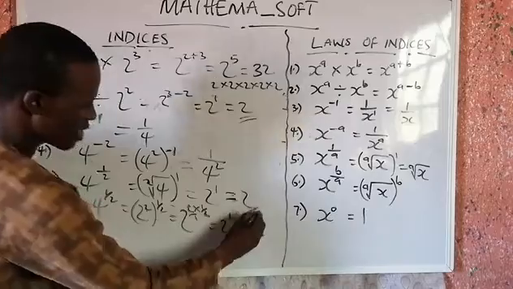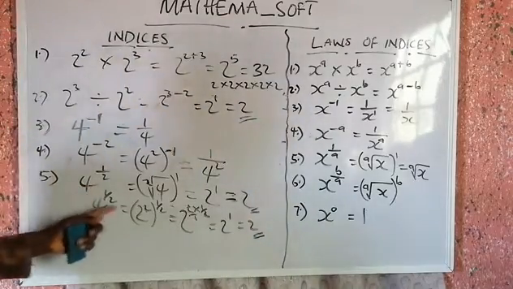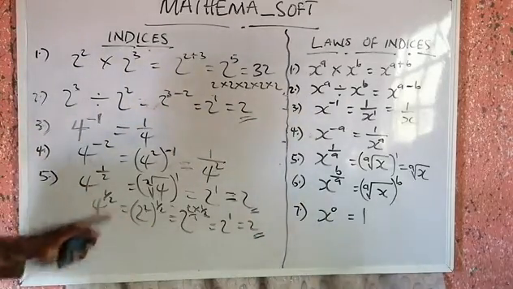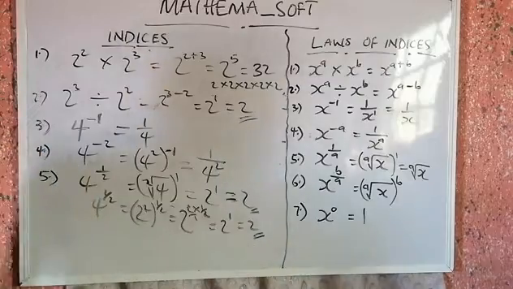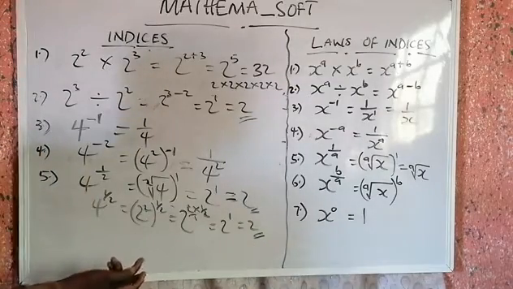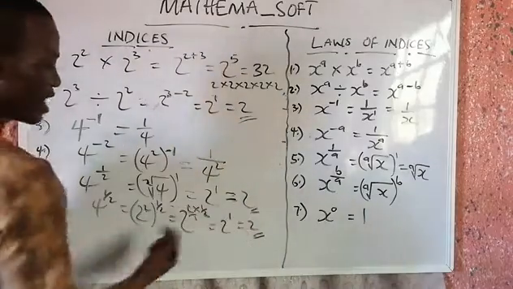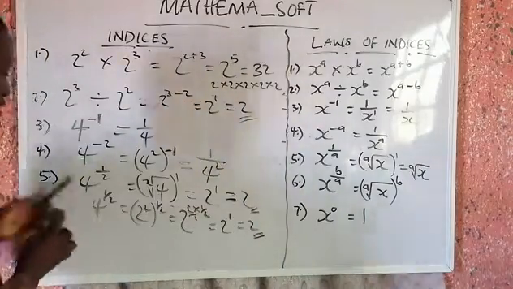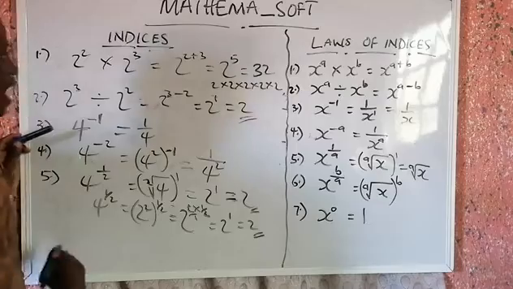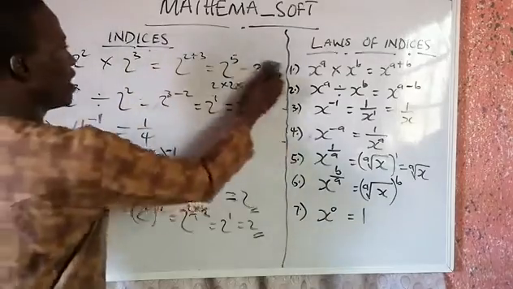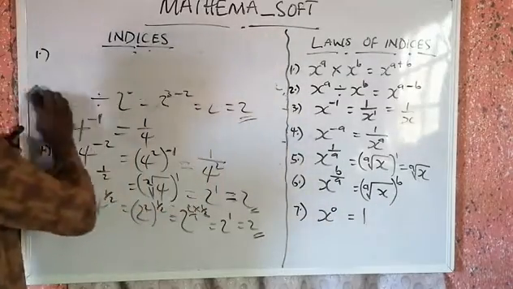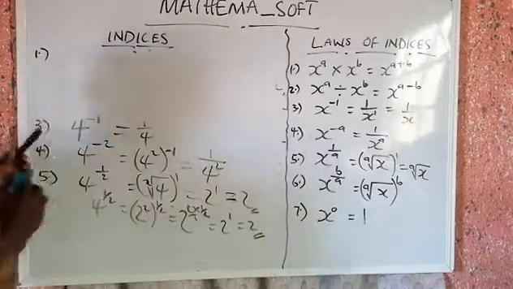It will be 2. You can see that without using the indices law, 4 raised to power half will still give me 2. So this is 2 times half, that's 2 divided by 2. That will give me 1, and that is 2. So even without the law, you always arrive at such an answer. Let me clean here.